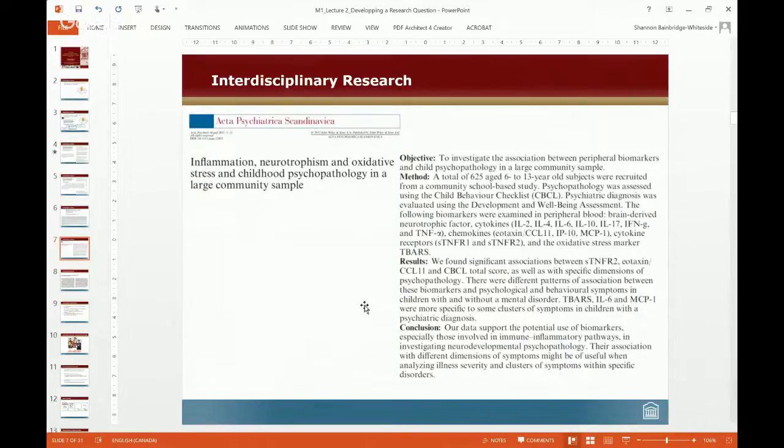Here's another one comparing a very similar panel of biochemical biomarkers that would be measured in a wet basic science laboratory, and compared them to a child behavior checklist to look at whether we could identify circulating biomarkers which might identify psychopathology in children.